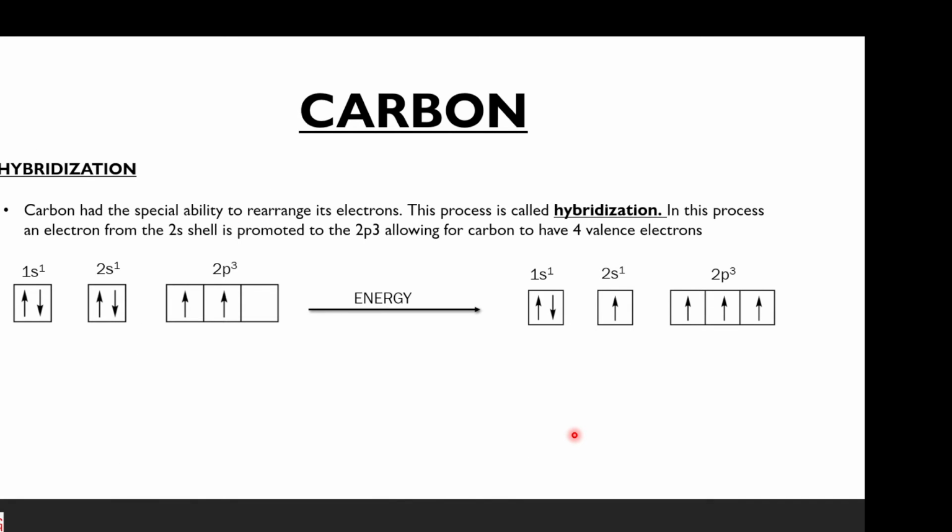So carbon has a next special ability, and that is hybridization. Carbon has the special ability to rearrange its electrons. This process is called hybridization, and in this process, an electron from the 2s shell is promoted to the 2p3, allowing for carbon to have 4 valence electrons.